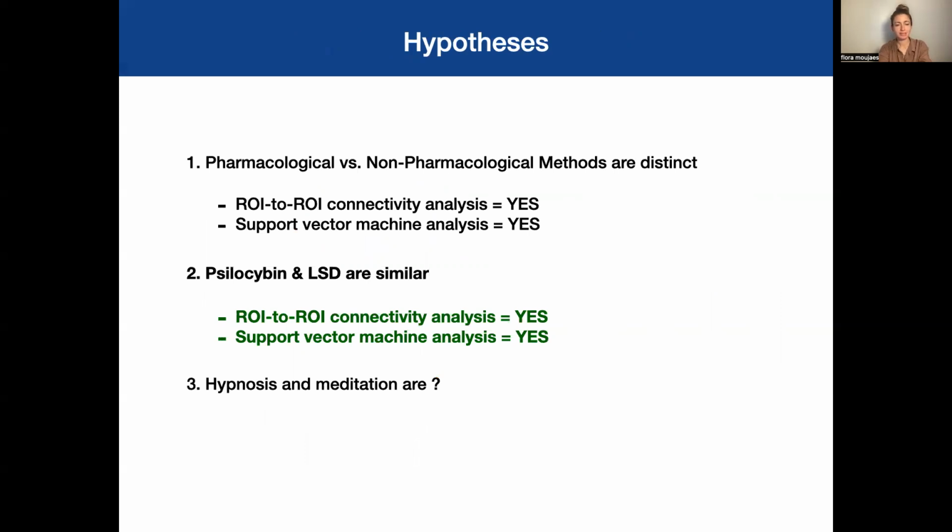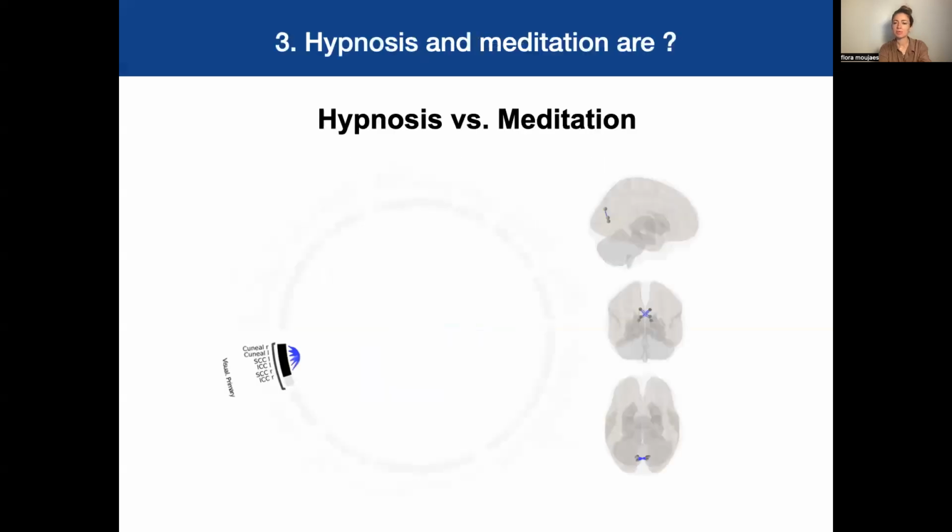And so finally, we moved on to the last hypothesis, that hypnosis and meditation are, and we're not sure, either distinct or similar. So this was the exploratory analysis. When we directly compared the non-pharmacological conditions, hypnosis and meditation, we found that there was a significant difference, as hypnosis induced decreased connectivity within the primary visual network compared to meditation.